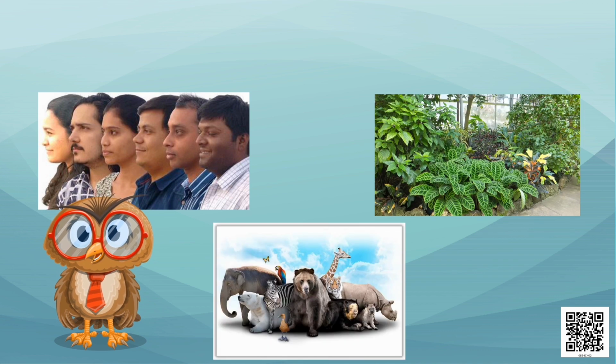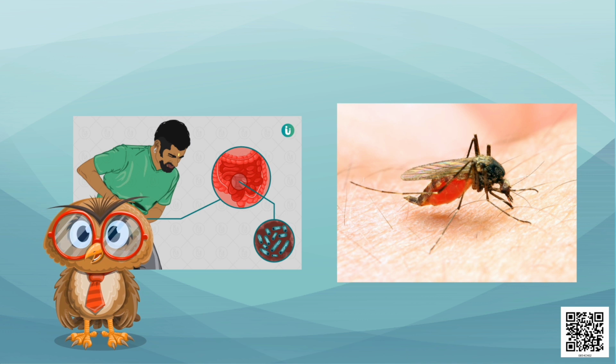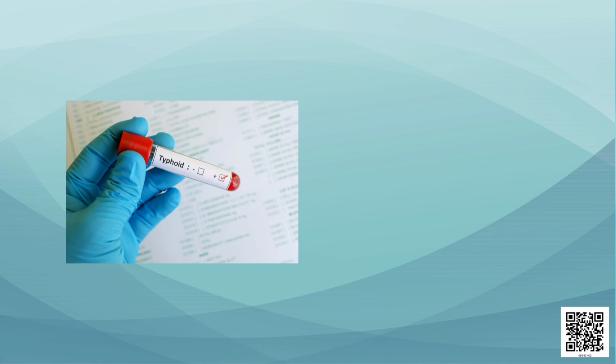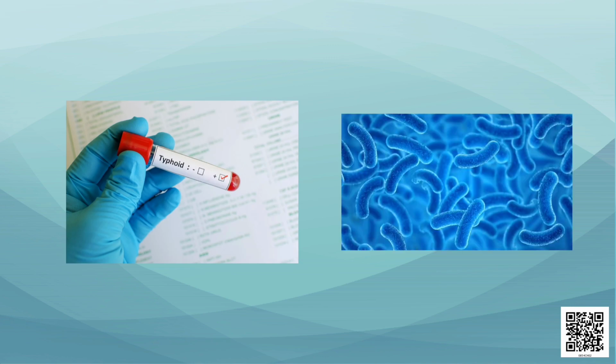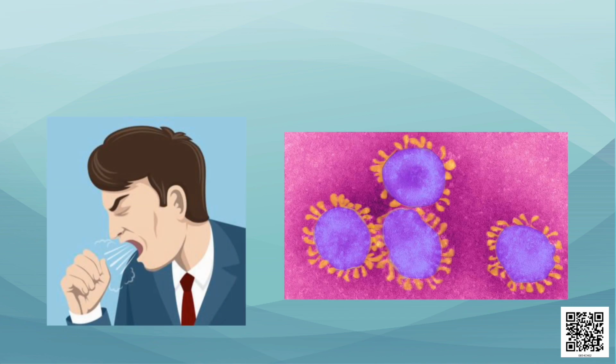Harmful microorganisms. Microorganisms are beneficial for us, but they can also be harmful to us. They are harmful to us in many ways. Some microorganisms cause disease in human beings, plants, and animals. For example, diseases like dysentery and malaria are caused by protozoans, whereas typhoid and tuberculosis are bacterial diseases. Cold, influenza, and most coughs are caused by viruses.